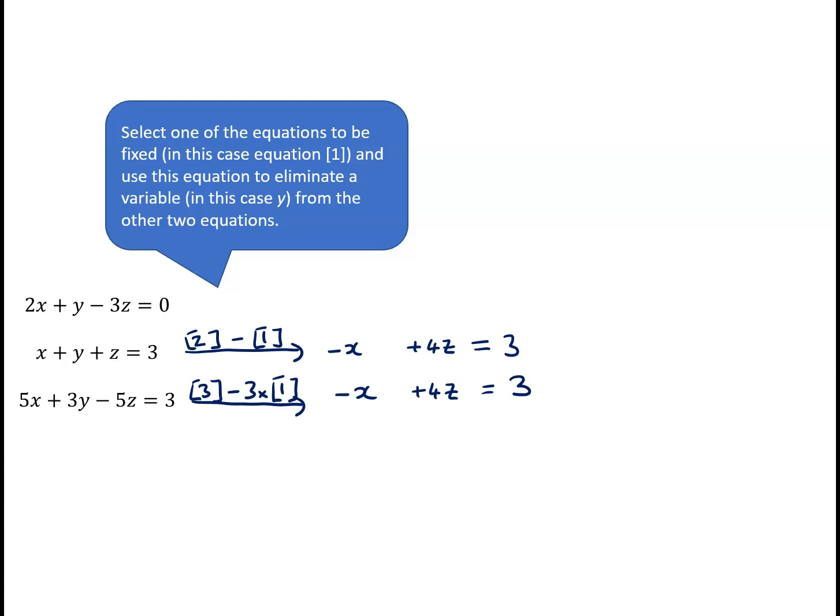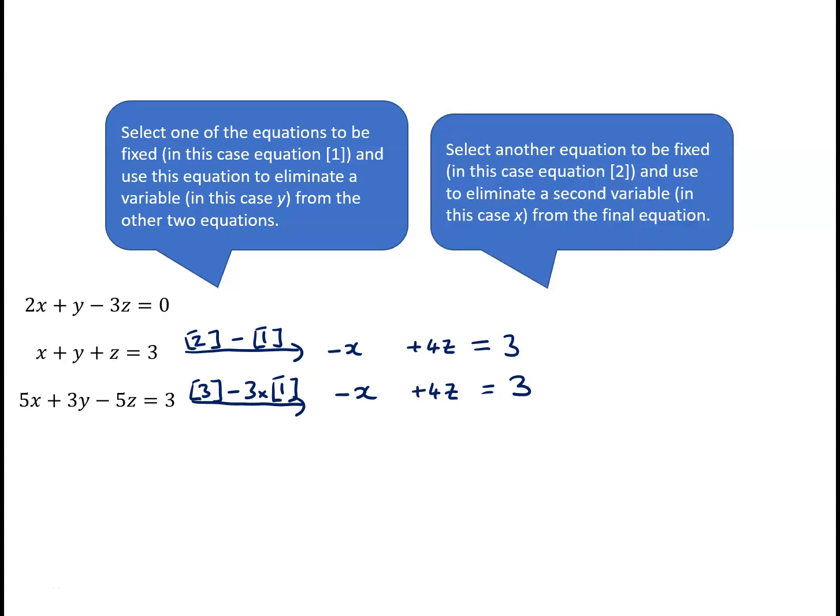Now at this stage it's important we keep to the process. So what we're going to do now is we're going to fix one of these two equations and decide to use it to eliminate another variable from the third equation. So in this case I'm going to keep equation 2 fixed and use it to eliminate a second variable, in this case x, from the final equation.